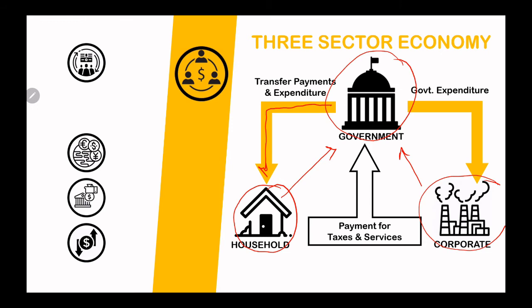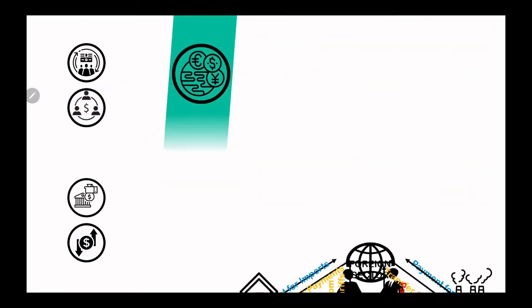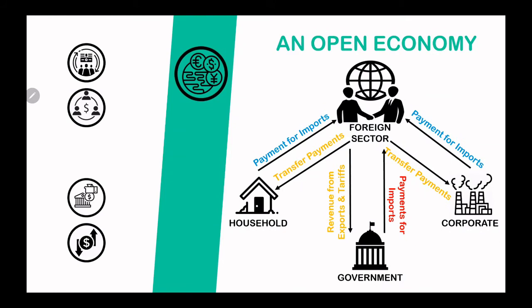Now when we talk about the interference of government in a two sector economy, that becomes a socialist economy. All right, earlier in the previous slide we were talking about a capitalist economy. In this economy, it is a kind of socialist economy. So this is a three sector economy. Now let's see what is a four sector economy or an open economy.